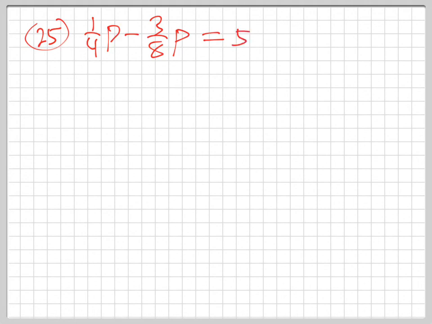Minus 3/8 p is 5. Okay. There we go. So this one's an equation. We're gonna solve it. This is not multiple choice.